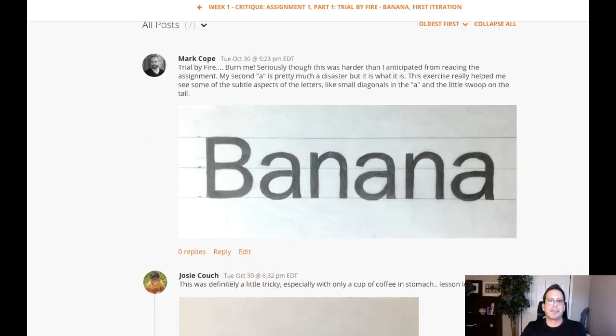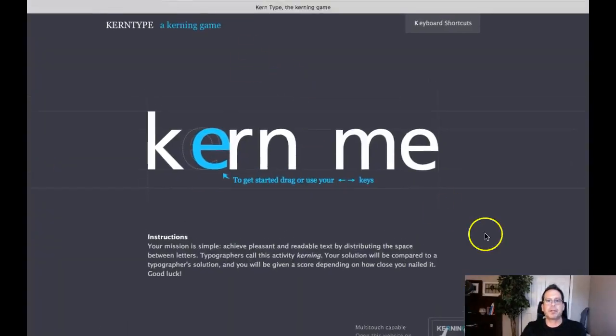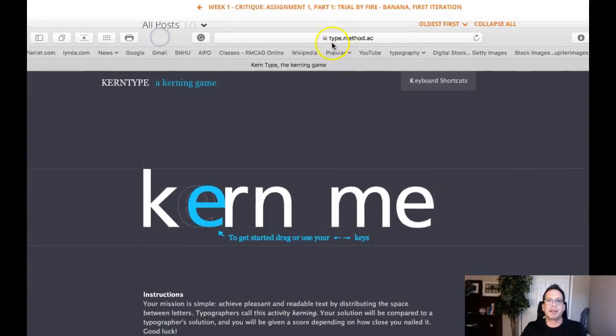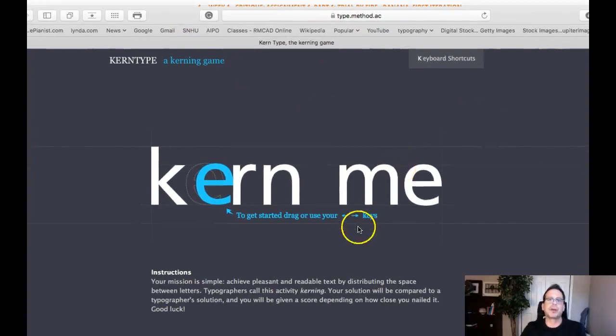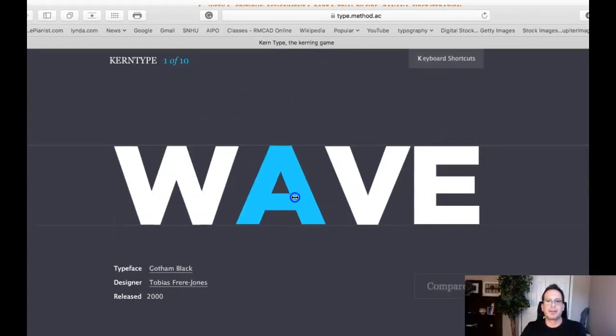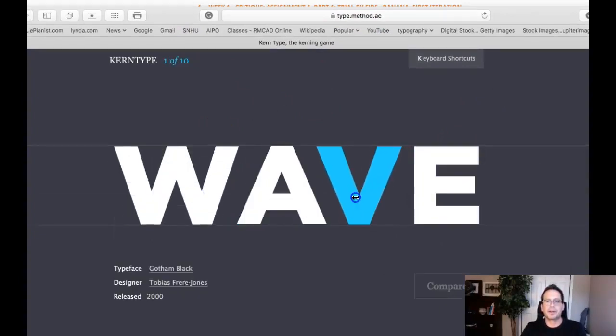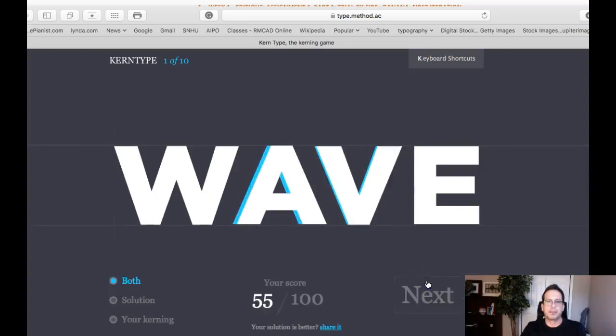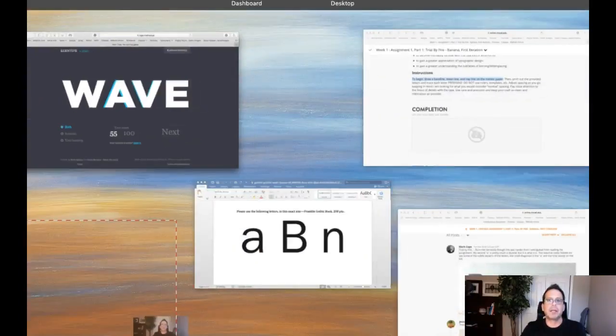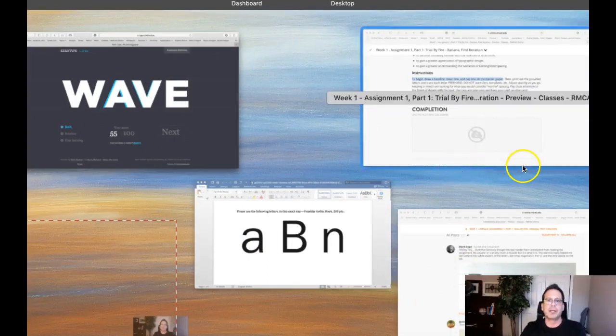There's a little kerning game that we have here. This is called the kern game. I introduced this in week 2, but it's type.method.ac. I know it's a strange URL, but that's it. If you just Google the kerning game, this will come up. This is great because it gives you a nice way to practice different letters in your kerning. Let's see how I did there. Ooh, not so good. 55 out of 100. Not good. So practice. There's several words to practice through, and you'll see what I'm saying about getting some really nice hands-on practice with understanding the spatial relationships and some of the optical illusions created by curved letters, straight letters, and diagonals.